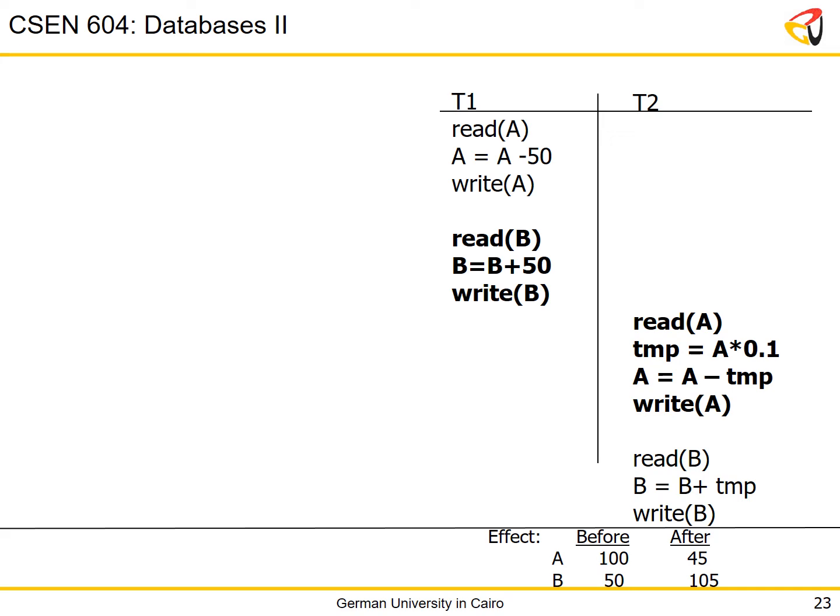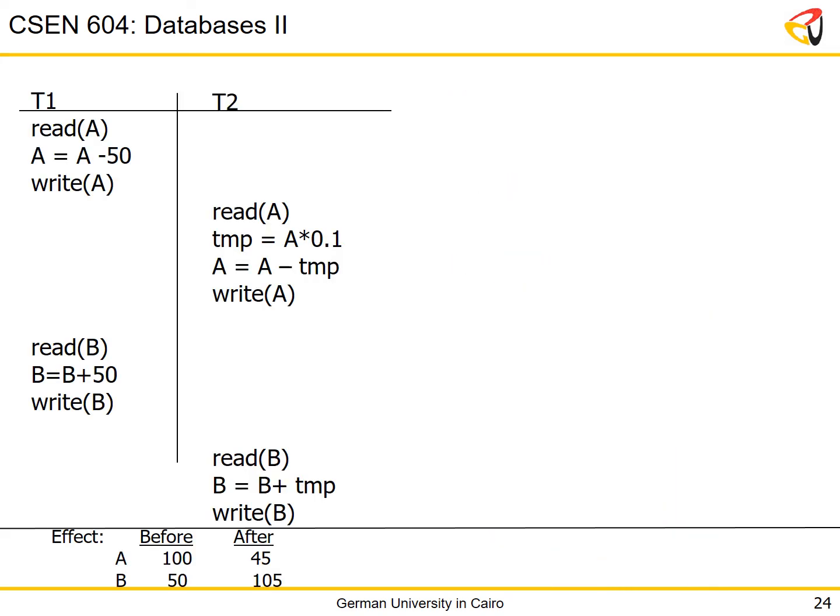And then when T2 runs, I'm going to calculate what's 10% of 50, which is 5. I will subtract it from A. So A, instead of being 50, now becomes 45. And then I will add those 5 to B. So B becomes 105. Notice that this is a serial schedule where T1 followed by T2 is the plan of running things. And consequently, this is again a gold standard. What you see at the bottom displayed before and after, before this is an old consistent state A 100, B 50, and after this is a new consistent state A 45 and B 105.